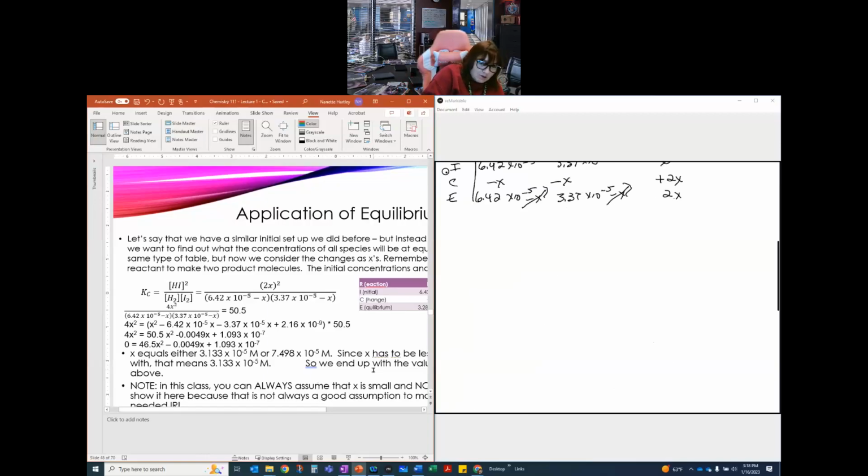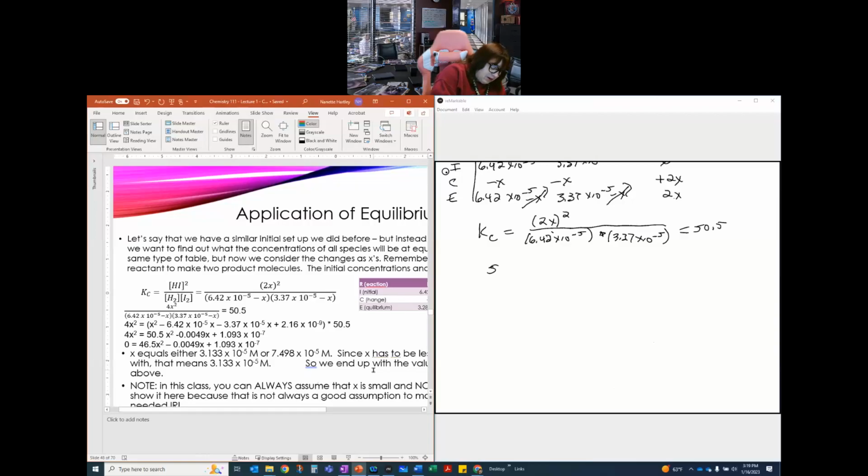But if we make the assumption, then we can do the math so that it doesn't look quite this messy. What do I mean by that? Well, if I take out those x's, if I ignore the x's, then my Kc is going to be equal to the 2x squared over 6.42 times 10 to the negative fifth times 3.37 times 10 to the negative fifth. So there are no more x's down in that value, right? And that's helpful because that means it's a lot simpler in terms of our calculations. And we know that this is equal to 50.5.